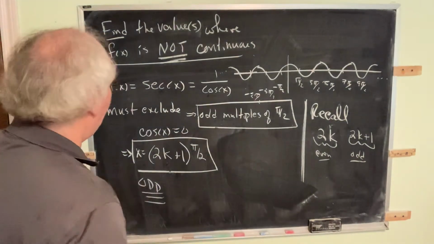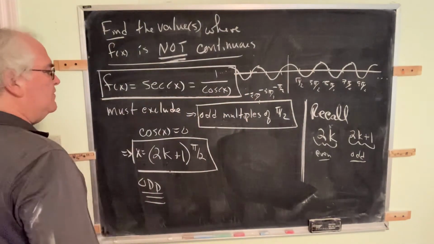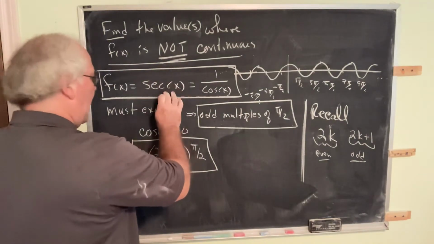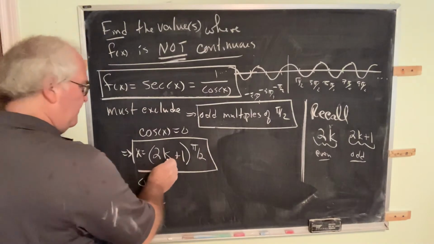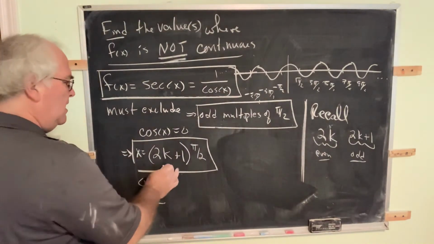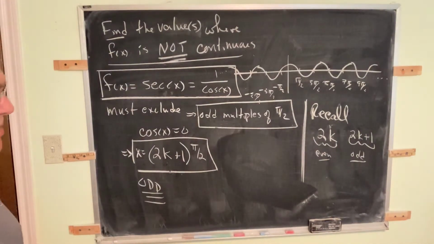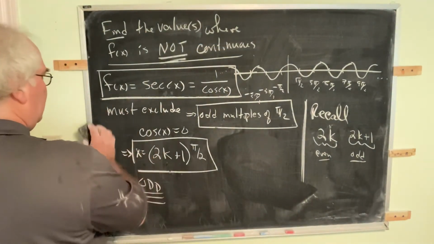So the big deal of the day is for the trigonometric functions, it's not hard to see where they are not continuous. They are not continuous where their denominators are equal to 0. And from that, we should be able to determine those specific values, in this case, odd multiples of pi over 2. Now, let's muddy the water a little bit.